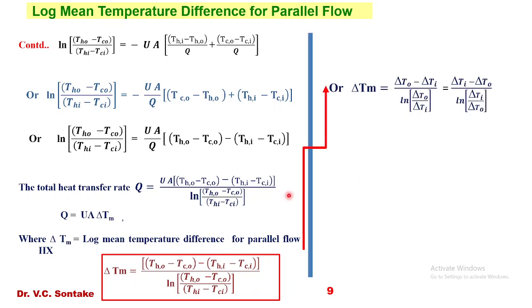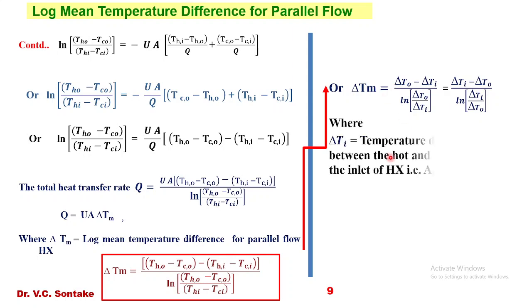I can also write this expression like this: delta Tm is equal to delta To minus delta Ti over log of delta To over delta Ti, which on rearrangement gives delta Ti minus delta To over log of delta Ti over delta To. This is the most generalized way to represent the expression for LMTD for parallel flow heat exchanger.